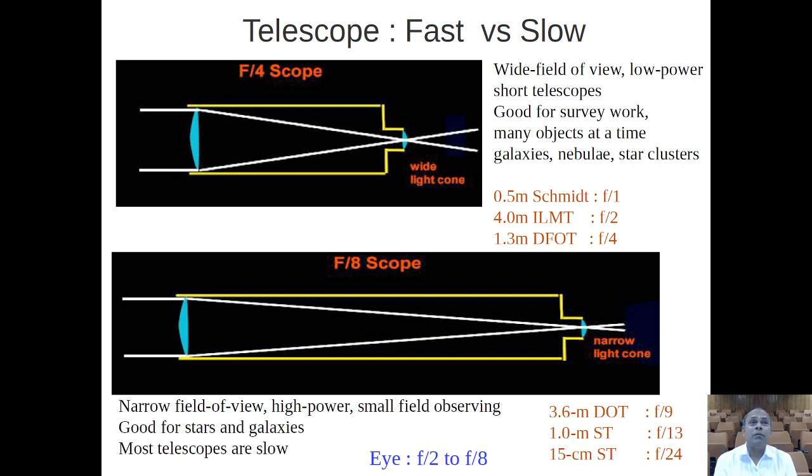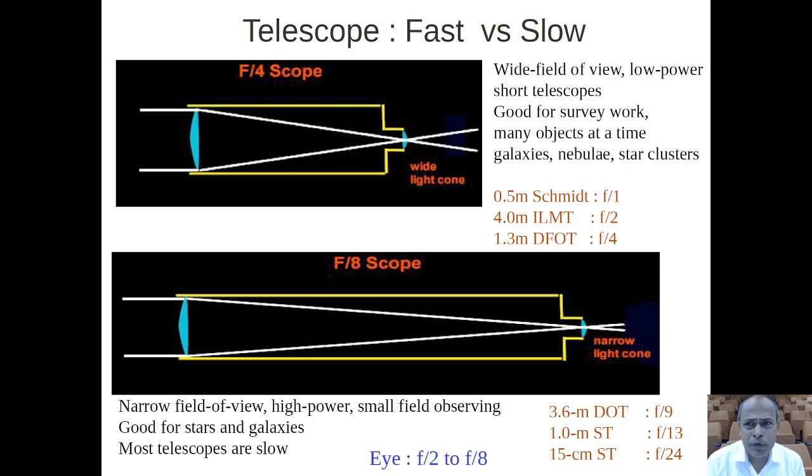You can cover very many celestial sources at a time. Many galaxies, nebulae, and star clusters you can cover and study. So any large wide field study, large scale study of objects, is done with these fast telescopes. For example, at ARIES we have these three telescopes, which we refer to as fast telescopes. One is the half meter Schmidt telescope, this is f/1. Then the 4 meter liquid mirror telescope, it is f/2. Then the 1.3 meter fast optical telescope, this is f/4.